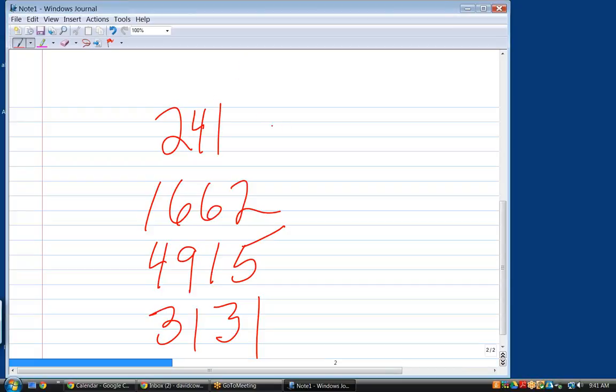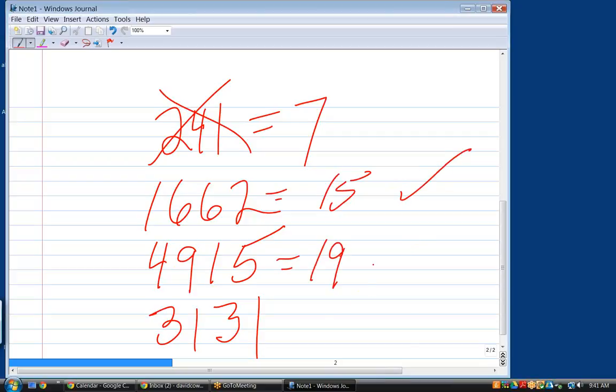In other words, that adds to 7, right? So that's not divisible by 3. This adds to 15, so it is. This adds to 19, so it is not. And this adds to 8, so it is not.